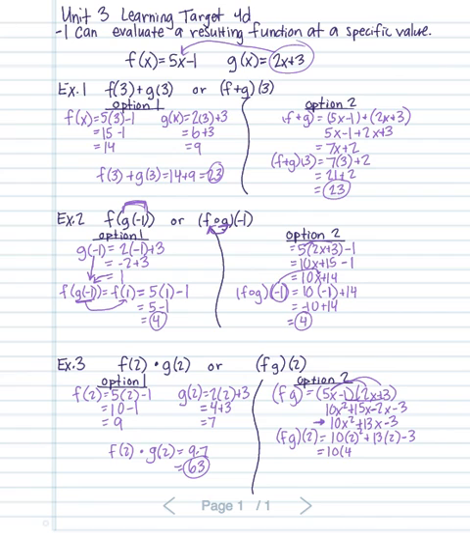No more exponents. So the next thing for the order of operations that we would do is multiply. 10 times 4 is 40. 13 times 2 is 26. And then just minus 3. 40 plus 26 is 66. 66 minus 3, 63.